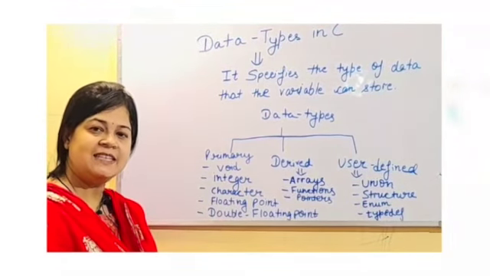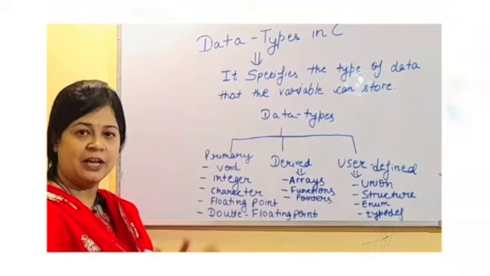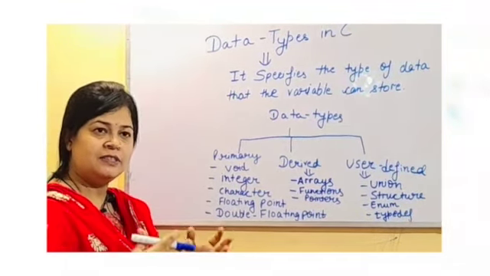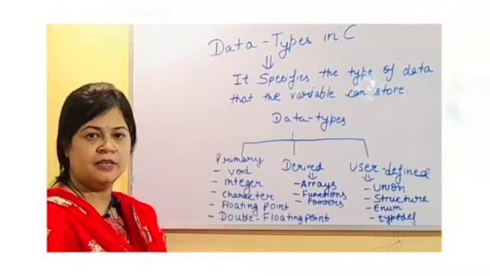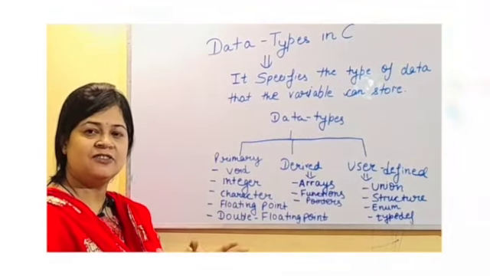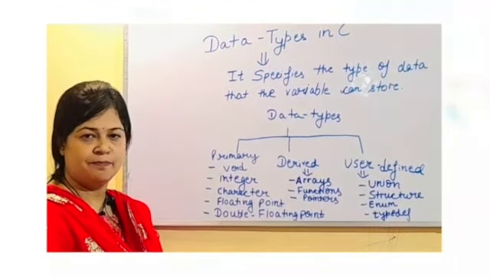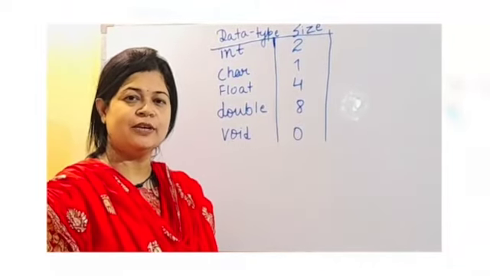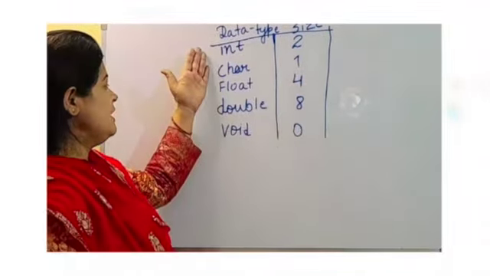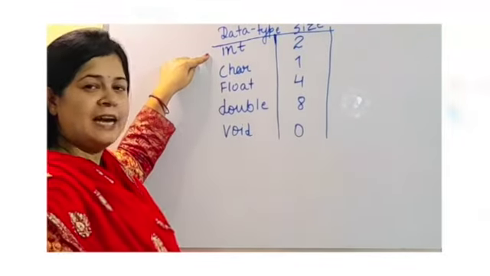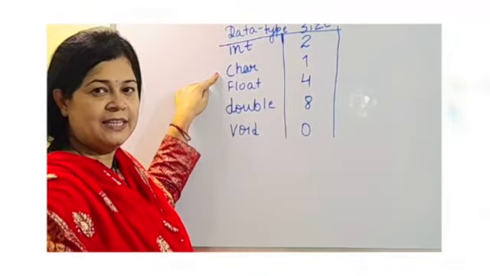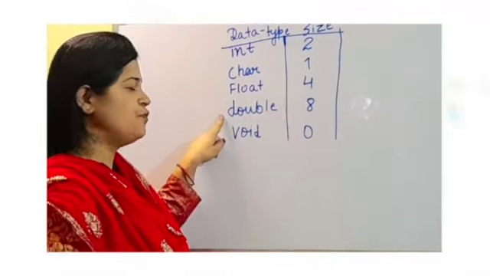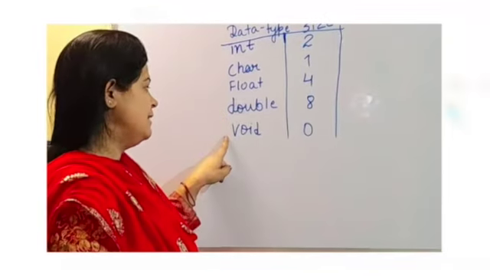Each data type has its different size and range, and these sizes and ranges tell us how many numbers we can store. These sizes and ranges vary from compiler to compiler. Now we will discuss in detail the primary data types, or basic data types. These are the keywords: int for integer, char for character, float for floating point, double for double floating point, and void.